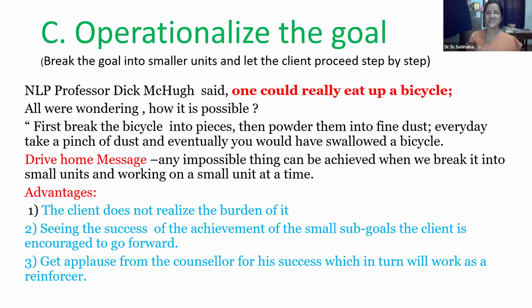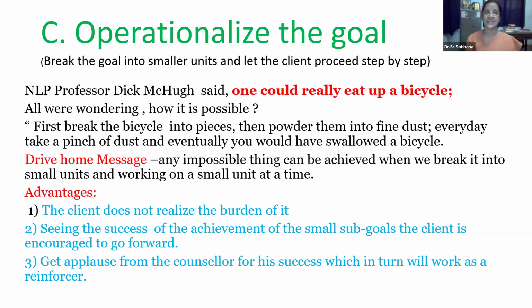So you can imagine what the drive-home message here is. Anything is possible for us. Any impossible thing can be achieved when we break it into smaller units and work on one small unit at a time. Nothing is impossible for us. Now the advantages: the client does not realize the burden of it. When we operationalize the goal into sub goals, the client will not realize the burden, because it is not a big mountain to be achieved all at once.